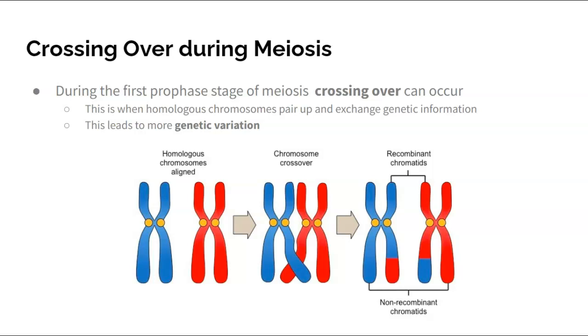Now during prophase, this only happens during meiosis, but during prophase, this idea of crossing over can occur. Crossing over is when you are literally crossing over sections of chromosomes and they pair up with each other and they exchange genetic information so that the offspring have a little bit more genetic variation.